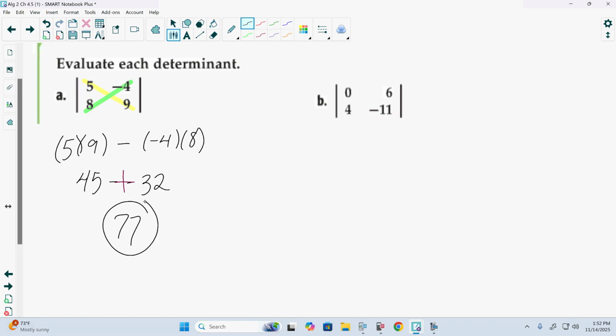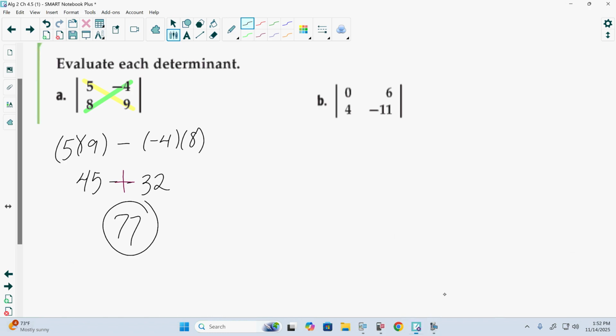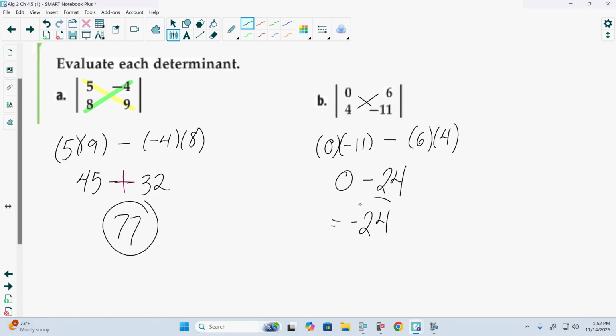Questions on this here? Now we can do this in the calculator, but realistically, and we can go through it and show it, is there really a whole lot of reason to do it for a 2 by 2? No, because we're doing what? Because even on the next one, we're doing 0 times negative 11 minus what? 6 times 4. Well, what's 0 times negative 11? 0. 6 times 4 is? Well, telling us this determinant is negative 24. That's it.